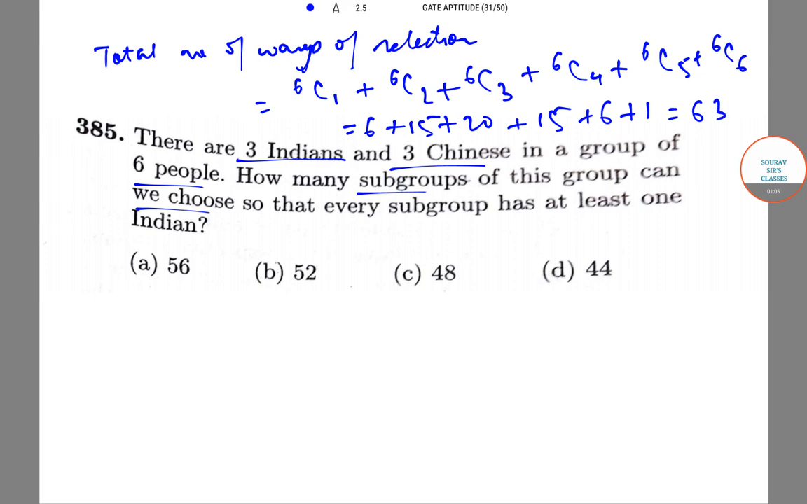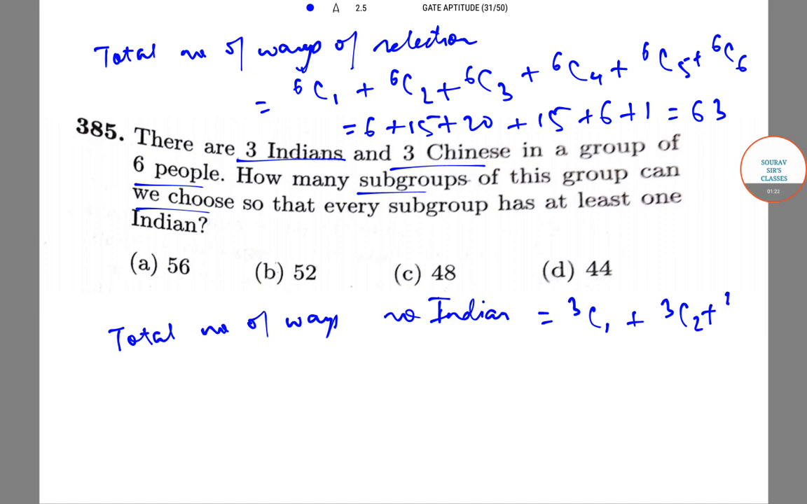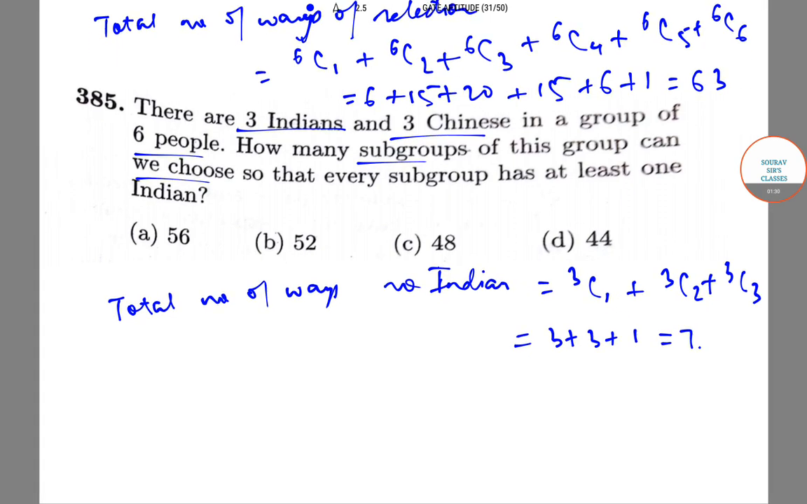Now, total number of ways of selection such that there is no Indian is 3C1 plus 3C2 plus 3C3, that is 3 plus 3 plus 1, that is 7 ways.